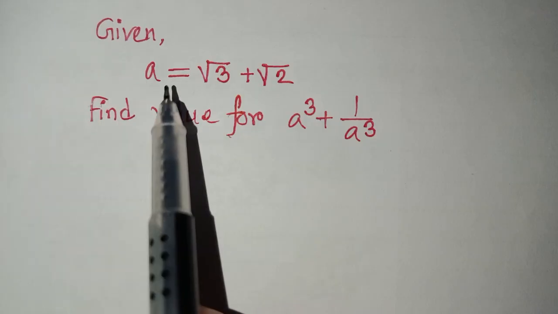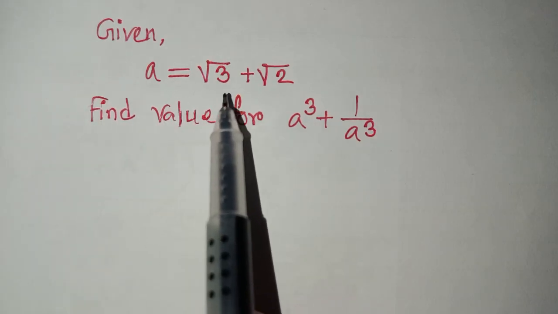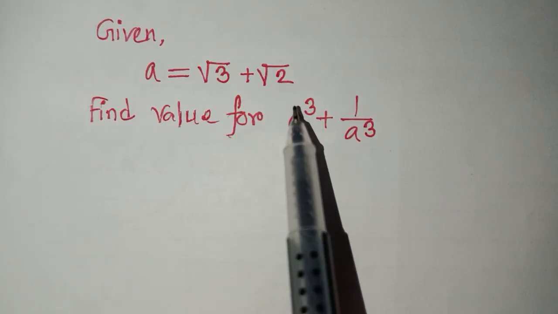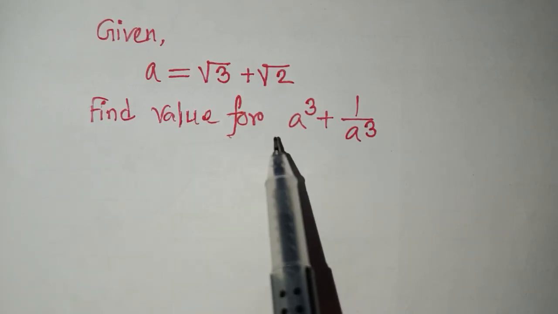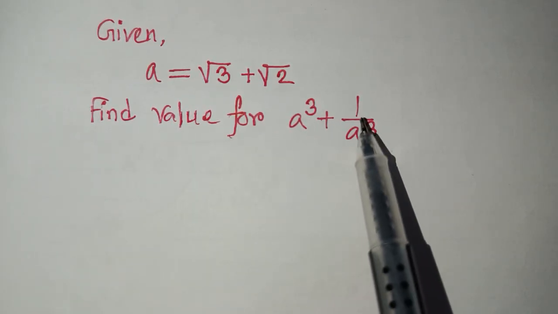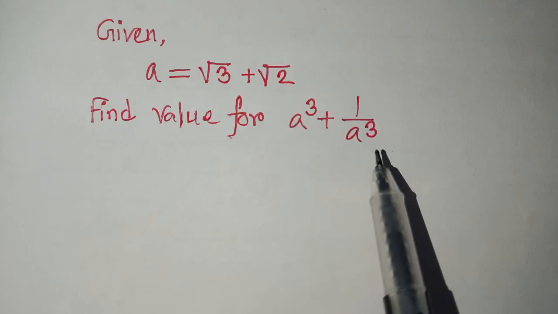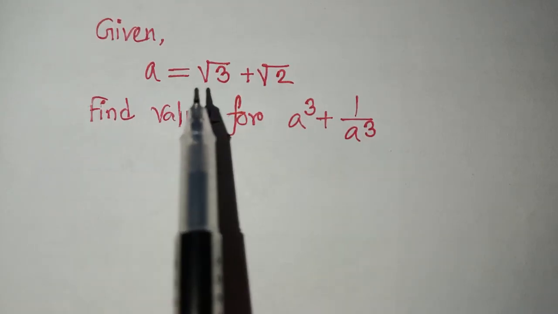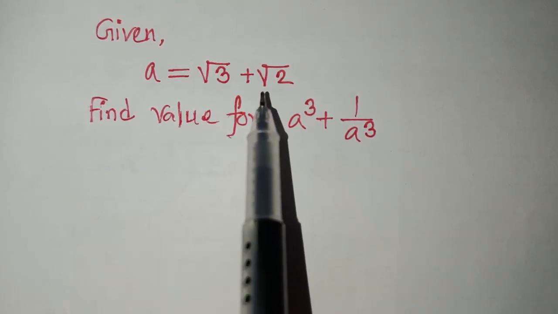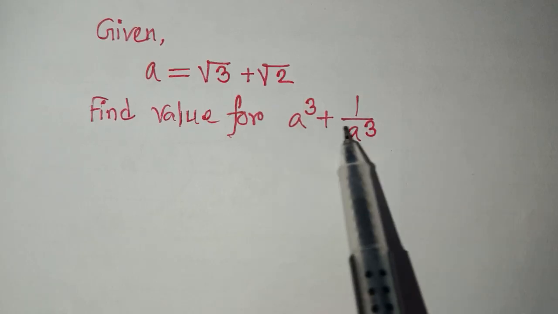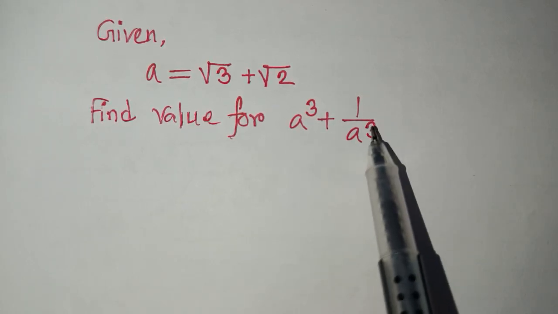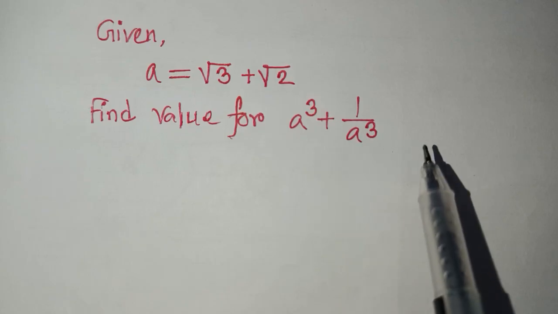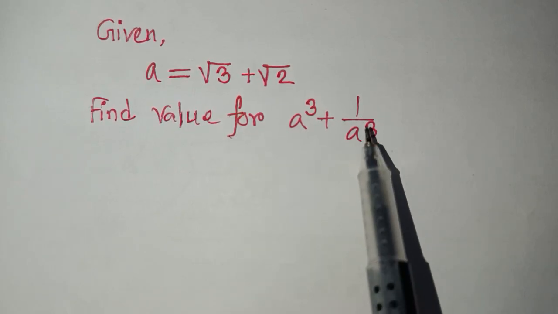Let's see, given a equals root 3 plus root 2. We have to find the value of a cube plus 1 over a cube. How do we do this? The value of a is root 3 plus root 2, and here we have 1 over a. So first we have to find out the value of 1 over a.